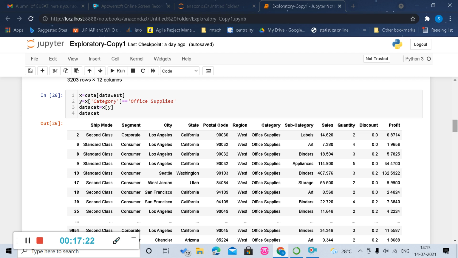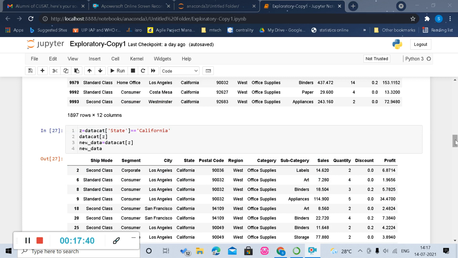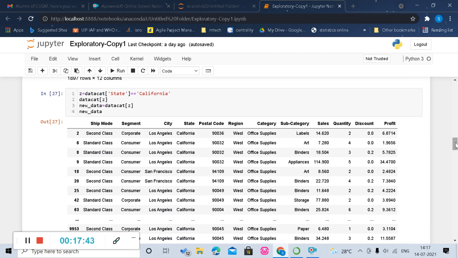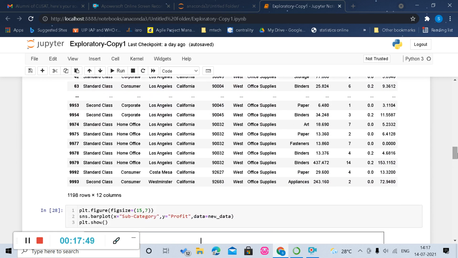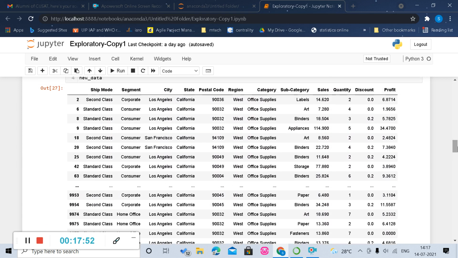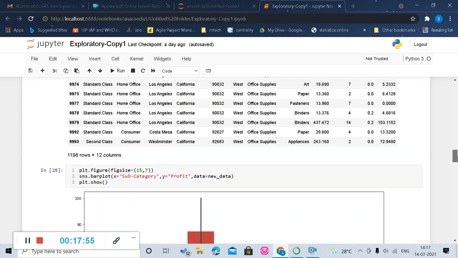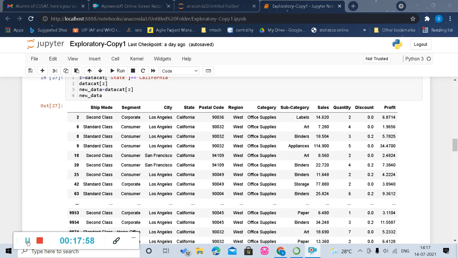The next filtering I'm going to do is to make all the category office supplies. How can I do that? I need to pick up each and every row where the category is office supplies. Next, in the same way, I am selecting the state as California only and filtering. So you can see here the state is California throughout. So that's the next filtering.